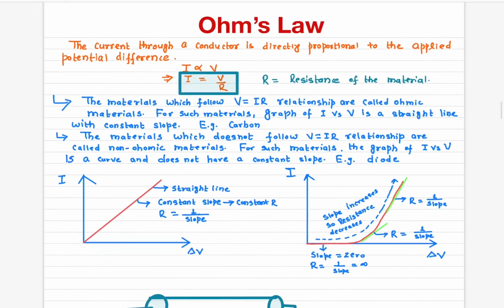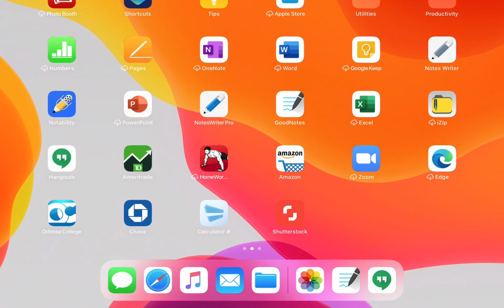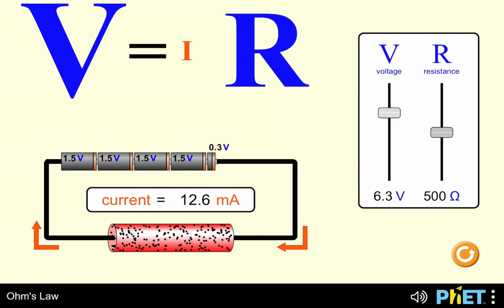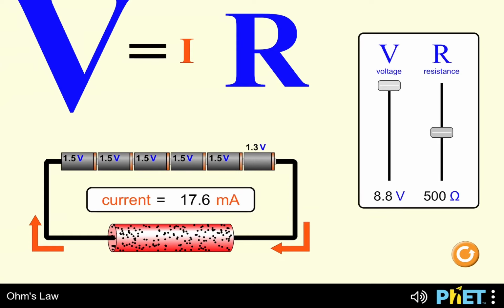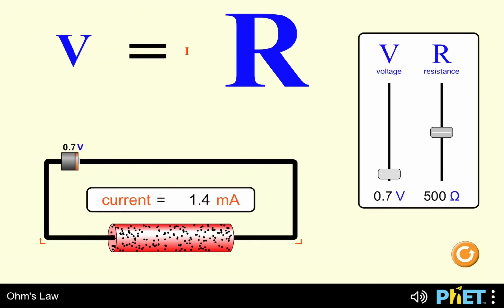In order to describe a little more about Ohm's law, I'm going to use a simulation here. This simulation tells you how the current changes when we change other parameters, for example, the voltage and the resistance. So here I'm going to change the voltage, and what you have to look at is the current value here. Right now this one is 9 ampere. As I'm increasing the voltage, the current is increasing. Now I'm decreasing the voltage, the current is decreasing, and it is changing linearly.